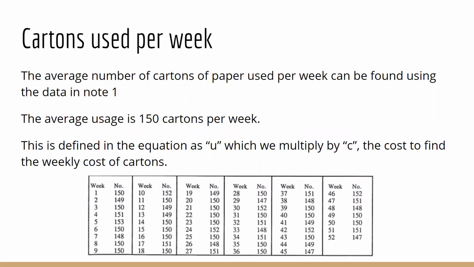Okay, so in order to find the number of cartons used per week by the office, we can use the data from note 1, which is shown below, of the number of cartons that they used over 52 weeks. So when we take the average of this, we see that the average usage for the company is 150 cartons per week. This is defined in the equation as U, which we multiply by C, the cost of the cartons, to find the weekly total cost of the cartons.